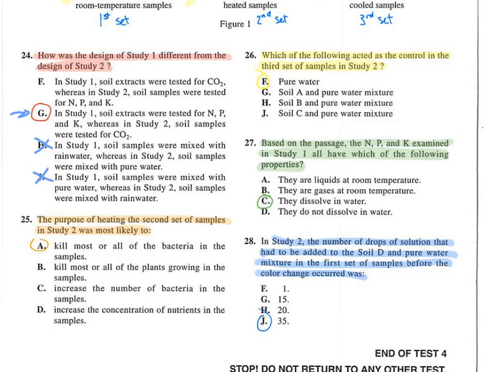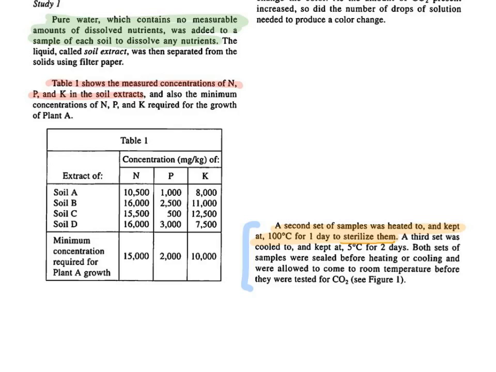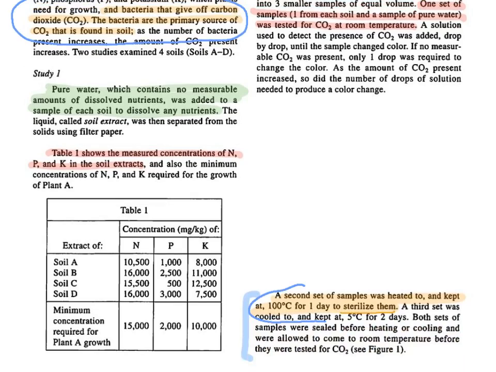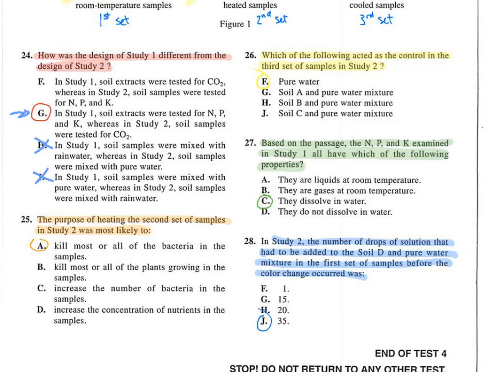For number 25, it says the purpose of heating the second set of samples in study 2 was most likely to do what? Okay. So in study 2, really the purpose of doing it was the fact that bacteria give off carbon dioxide, so bacteria are the primary source of CO2 found in the soil. And it mentions here that a set of samples was heated to and kept at 100 degrees Celsius for 1 day to sterilize them. So the purpose was to kill most or all of the bacteria in the samples. B had nothing to do with plants growing in the samples, just bacteria. So sterilizing means to kill, so 25 was A.